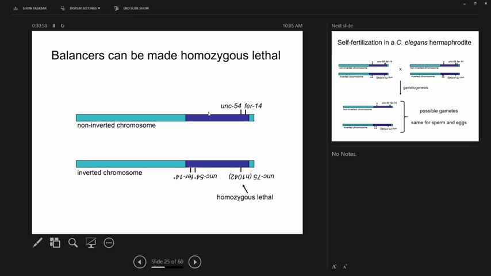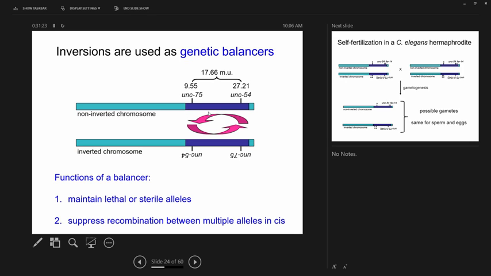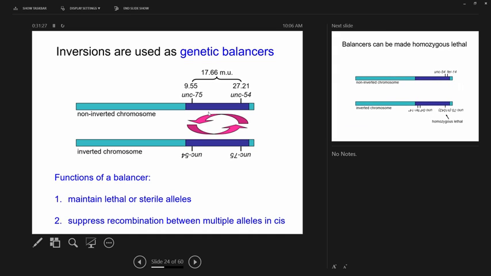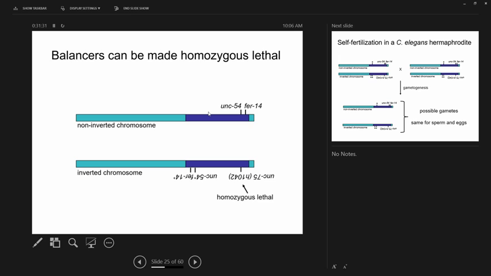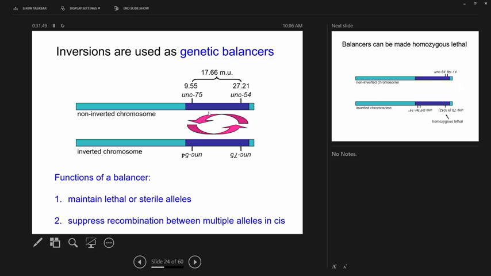So sterile genes or lethal genes, you want to be able to keep them and you have to maintain them as a heterozygote. If you're homozygous for FER14, you can't make any babies. If you're homozygous for a lethal allele, you're dead. You don't even develop. So we're going to balance the chromosome that has UNC54 and FER14 in cis to each other over this balancer that has the area between these genes flipped. So this chromosome will have UNC54 and FER14 wild type genes on there because its only mutation is over here.